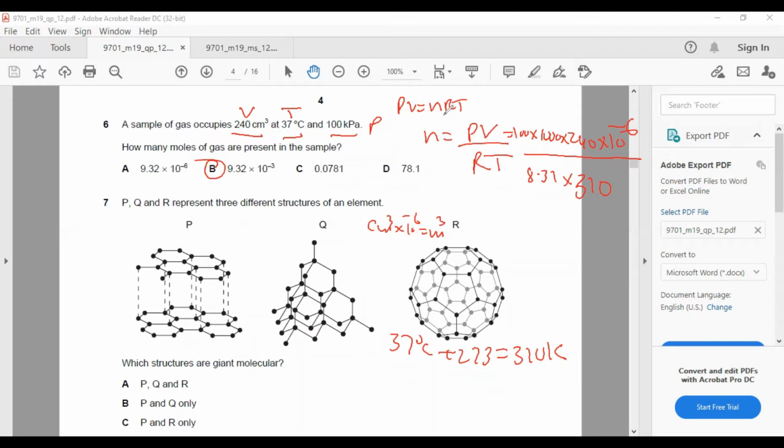Okay. It's straightforward. PV is equal to nRT. Only unit conversion. Volume must be in meter cube, temperature in Kelvin, and pressure should be in Pascal. Okay.